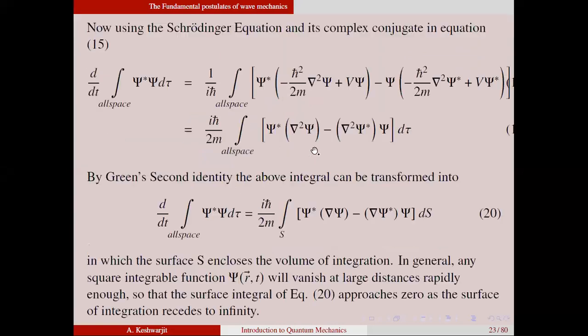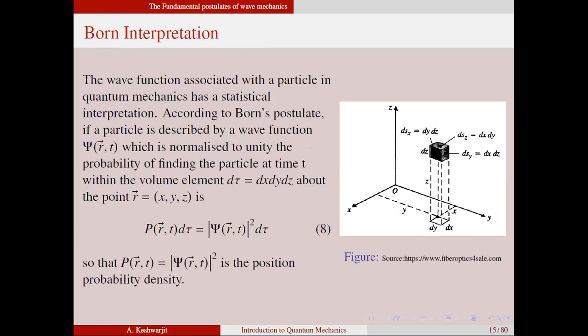So first let me come here. What is P d tau? P d tau is the probability of finding the particle inside an infinitesimal volume element d tau. And it is given by mod psi squared d tau. So this is the probability of finding the particle inside an infinitesimal volume element.